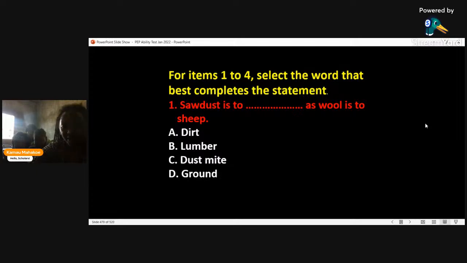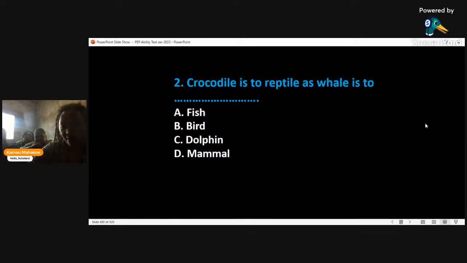Sawdust is to dash as wool is to sheep. Lumber. What's lumber? It's a piece of wood. So we get the sawdust from the wood when we shave off the wood. Just like when you shave off the sheep, you get the wool. Did you know that? Wool is from the hair. And wood, we have stuff that's made out of wood.